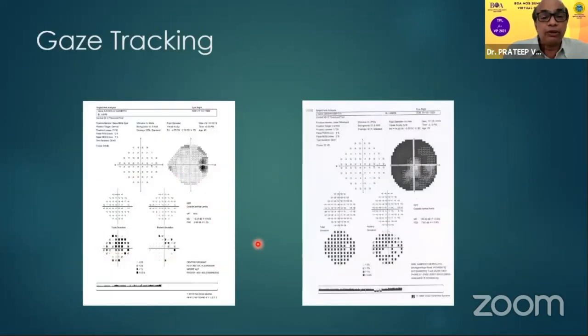Then to get some more information, you can look at the gaze tracking, at how attentive the patient was during the test. And if the gaze tracking is like this, then obviously the patient was not at all attentive, and your technician also was not very attentive. The patient was continuously moving the eye. While if you get a very symmetrical pattern of the gaze tracking, that means the patient has performed the test well.